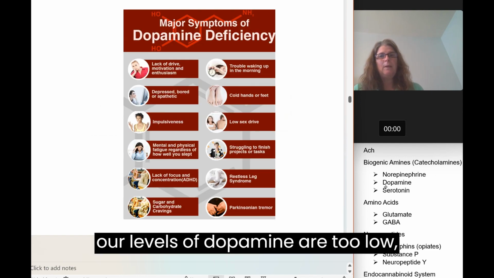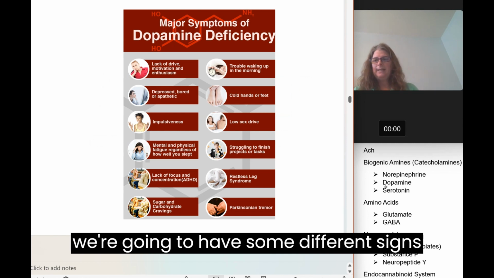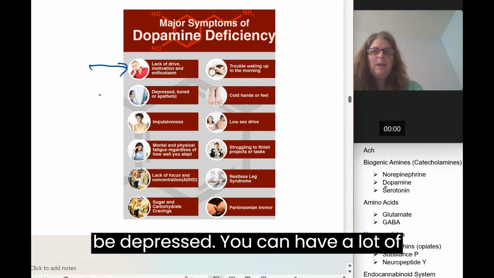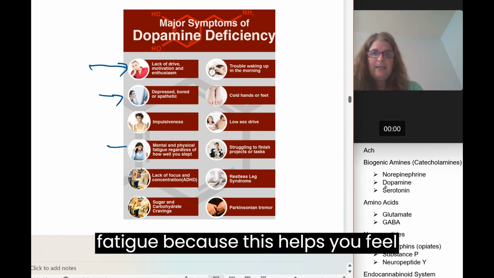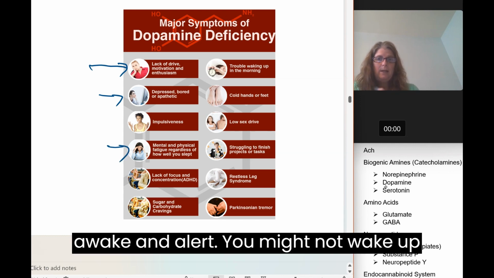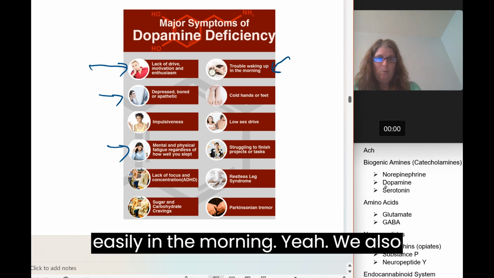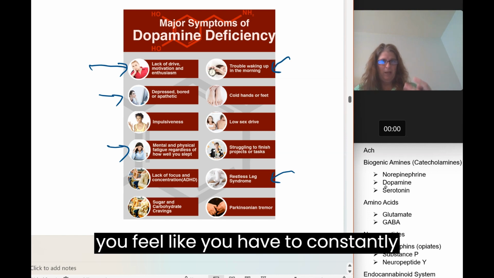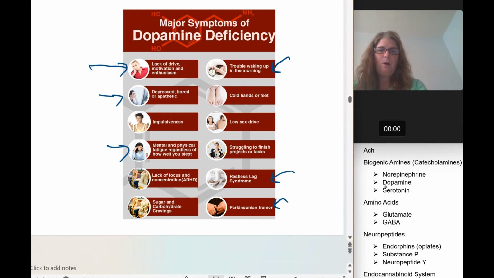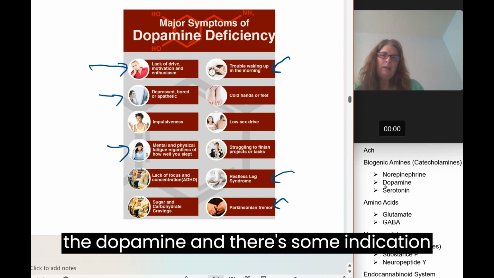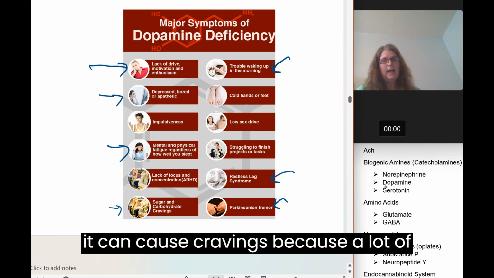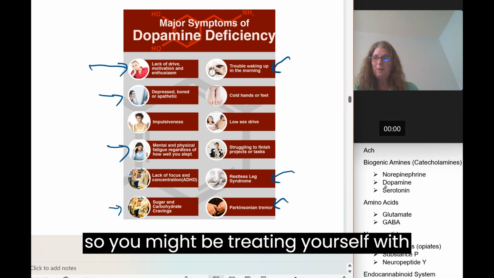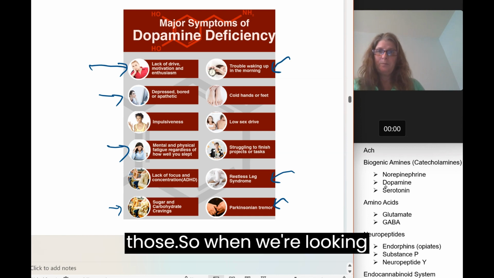So if our levels of dopamine are too low, we're going to have some different signs and symptoms of that. We don't have to write everything down, but often you won't be motivated to do things. You can be depressed. You can have a lot of fatigue because this helps you feel awake and alert. You might not wake up easily in the morning. Now, we also know that lower dopamine is associated with restless leg syndrome, like when you feel like you have to constantly move your legs. We mentioned the Parkinson's disease if you don't have the dopamine. And there's some indication it can cause cravings because a lot of times when we eat those sugary foods, they also surge dopamine for us. So you might be treating yourself with those.